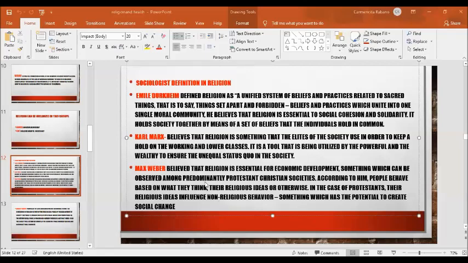And then kay Max Weber naman daw, believes that religion is essential for economic development, something which can be observed among predominantly Protestant Christian societies. According to him, essential lang daw siya for economic development. At yung mga tao lang naman daw, according to him, people behave based on what they think. Base lang daw sa kanilang mga naiisip. Yun lang ang religion sa kanya.